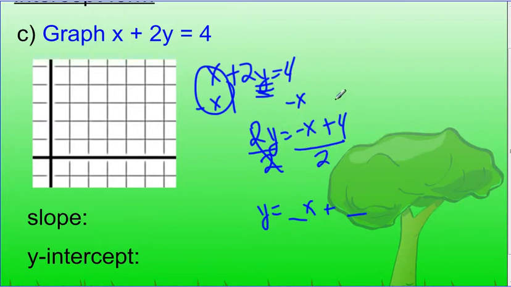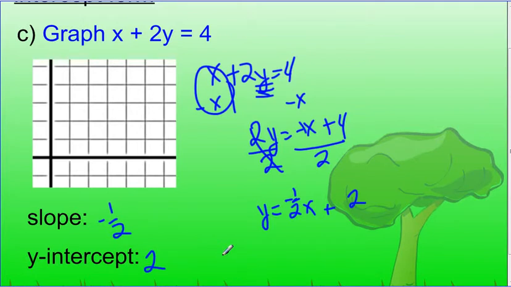If you take negative 1 divided by 2, you get a decimal. We do not want a decimal. In terms of slope, we'd always rather have a fraction. So we're going to leave it as negative 1/2. Negative 1 divided by 2 x plus, and 4 divided by 2 is 2. Now we have our slope, and we have our intercept.